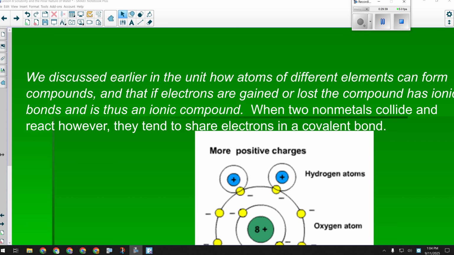All right, the second part of this lesson is about the polar nature of water. Water's a polar molecule, which means that the electrons aren't shared equally between hydrogen and oxygen. And this happens a lot in molecular compounds. It has to do with a physical property of each element that we haven't talked about yet.